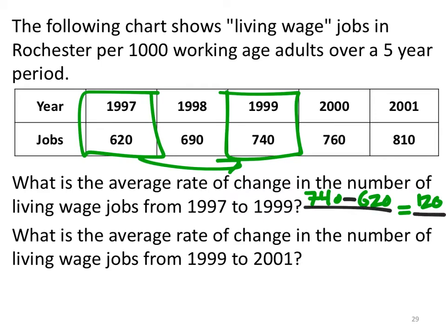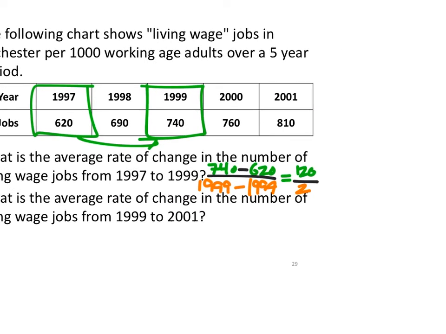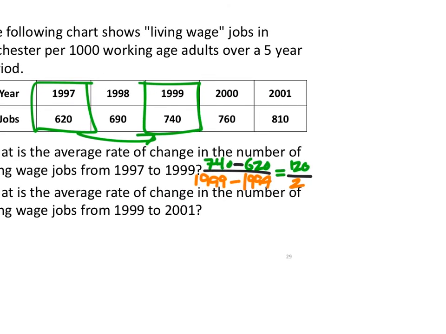Well, how much time changed in between those two? Well, you know that it was from 1997 until 1999. And yeah, again, that calculation may have been unnecessary. It's just 120 jobs in 2 years. I'll make this a bit smaller. There we go. Here's 120 jobs. I'll just put J for jobs in 2 years. There we go. Well, that doesn't tell us the average rate, but it helps us to figure it out.